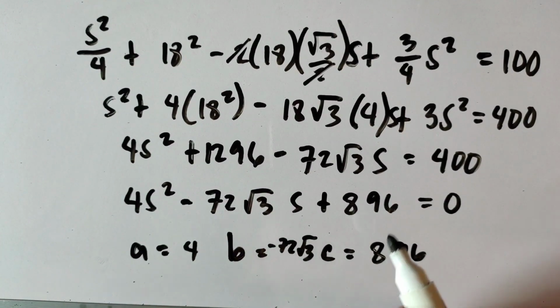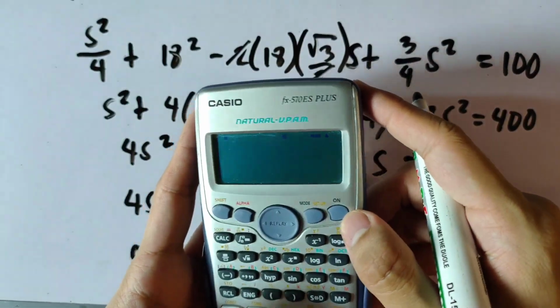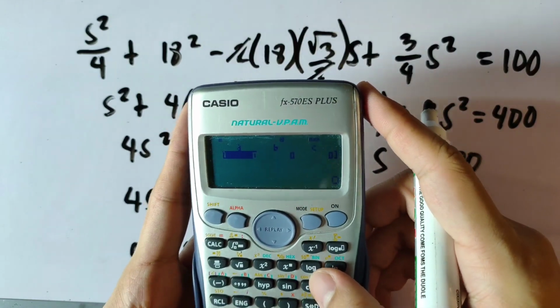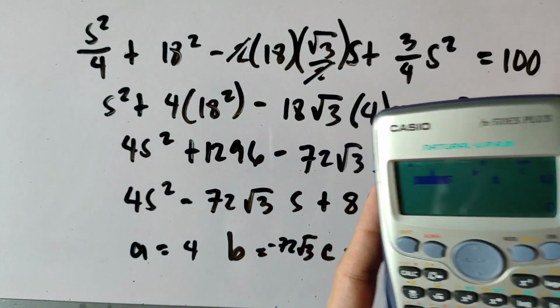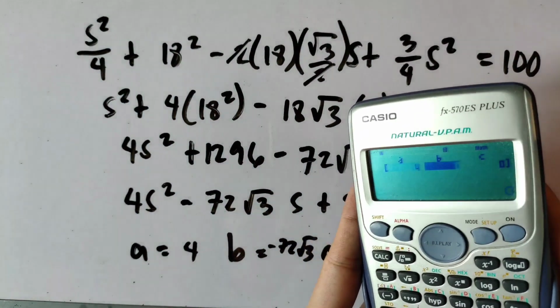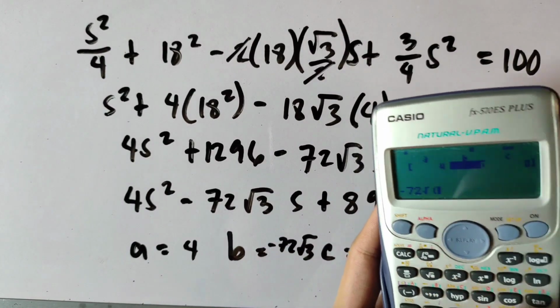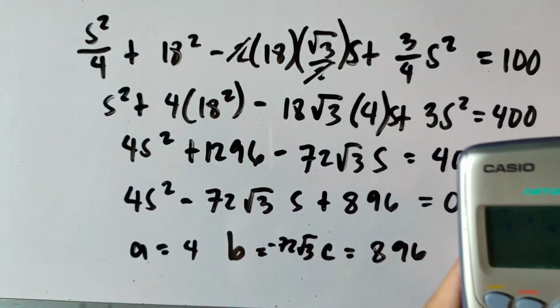So pwede natin input to sa calculator gamit yung quadratic equation function natin. So pindutin mo lang yung mode 5, 3. So quadratic equation na yan. So input mo lang yung values ng a, b, and c. So yung a natin ay 4. Yung b natin ay negative 72 square root of 3. At yung c natin ay 896.